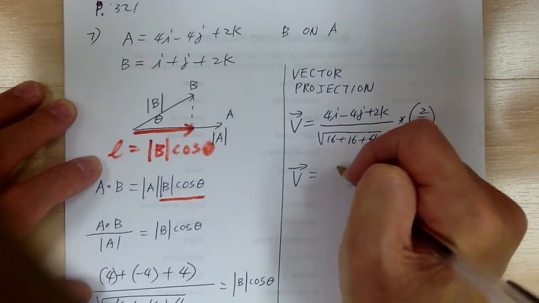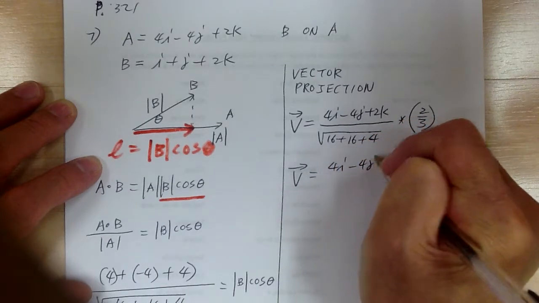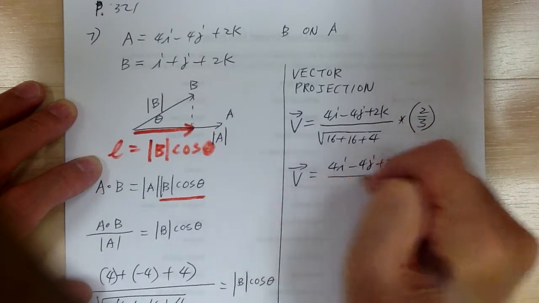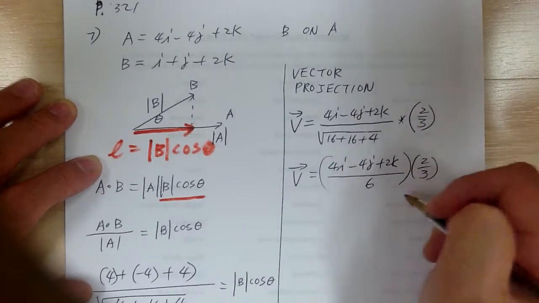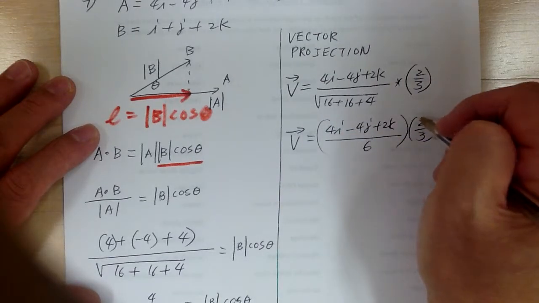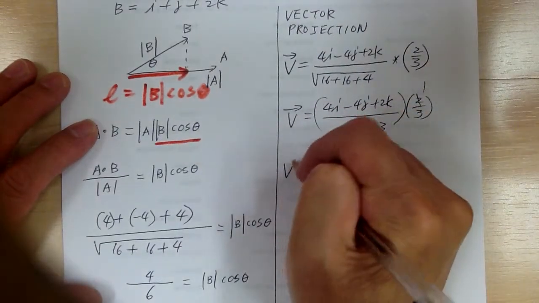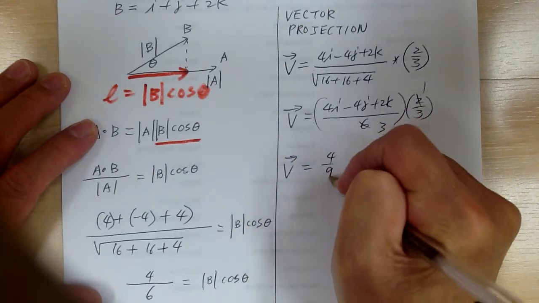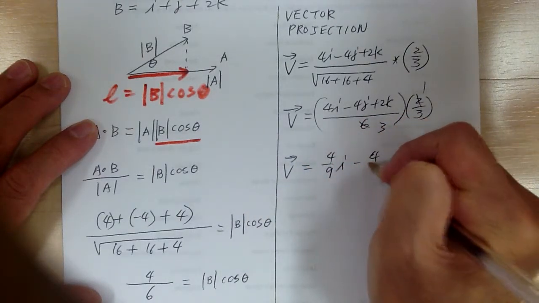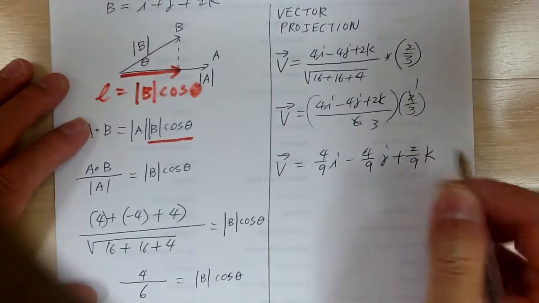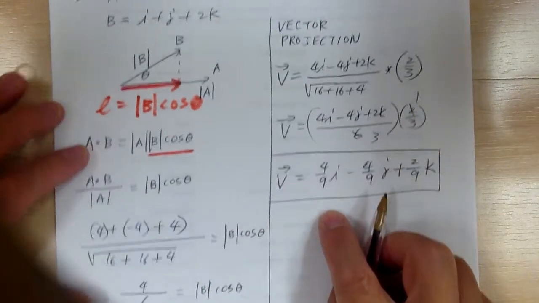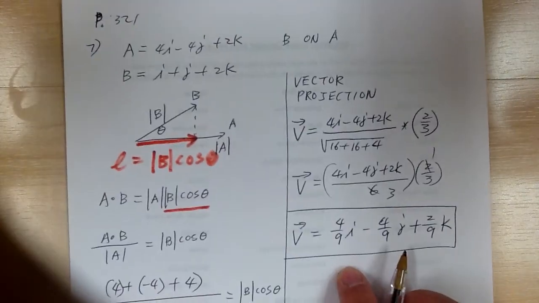Okay, so now you go and work it out. You've got 4i minus 4j plus 2k over 6 times 2 over 3. And you can go and cancel these things out. So this will equal 4 over 9 i minus 4 over 9 j plus 2 over 9 k. And this will be your vector projection. Let's go to number 9.